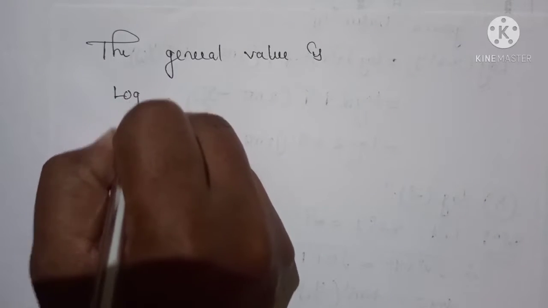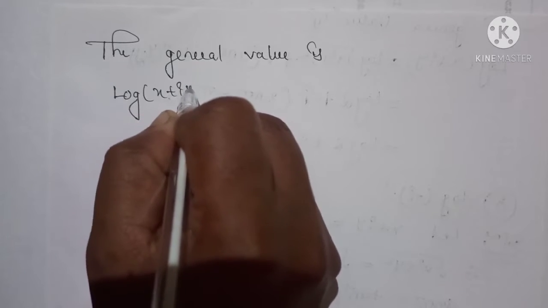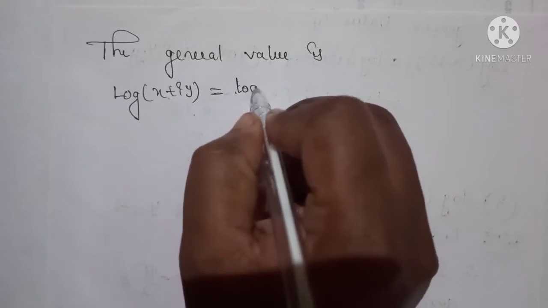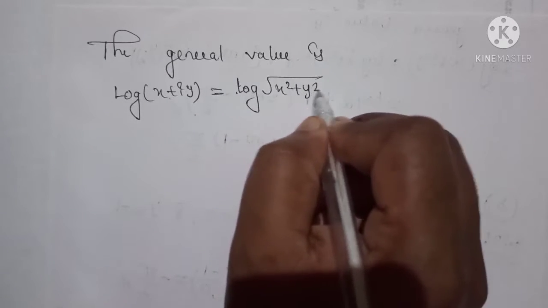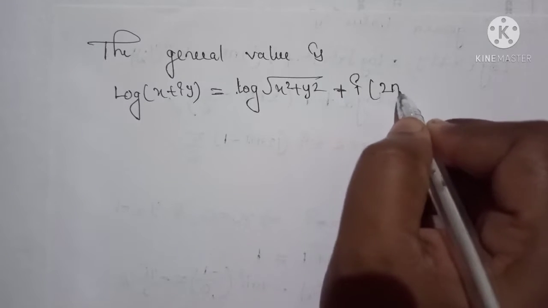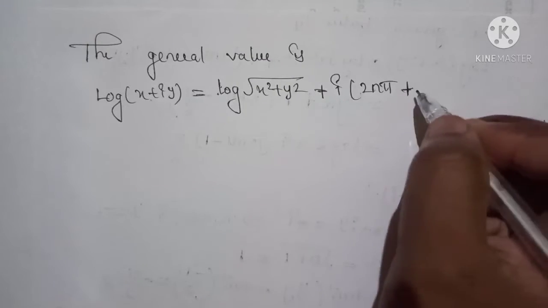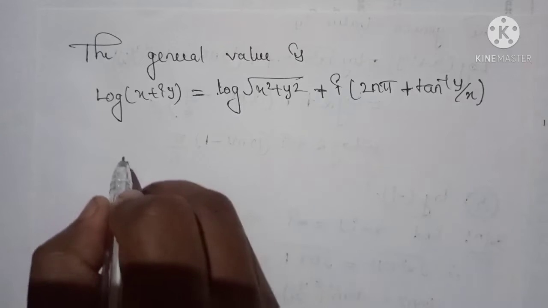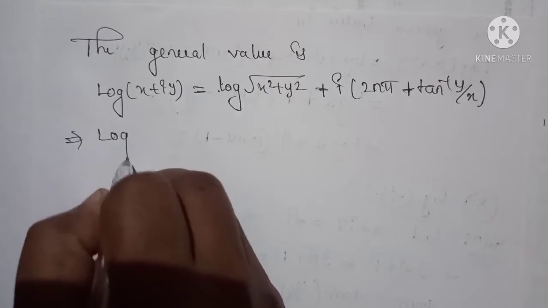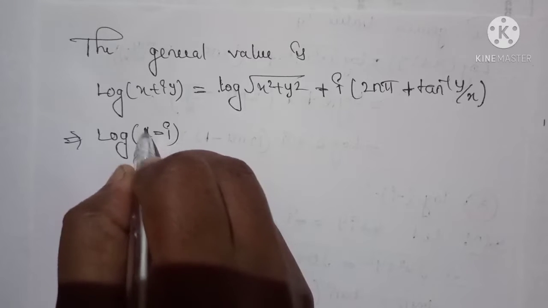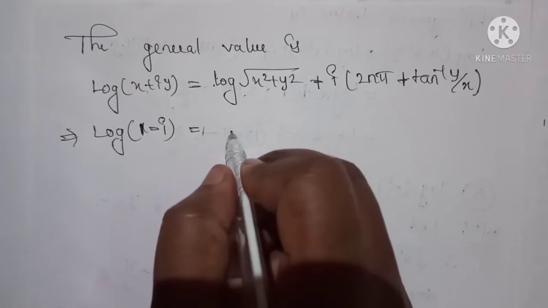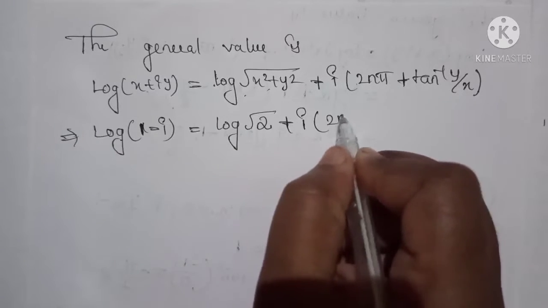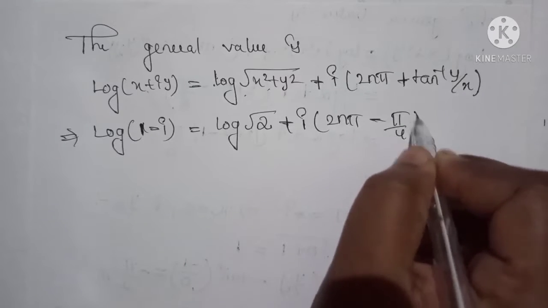Log of x plus iy is equal to log of square root of x square plus y square plus i into 2n pi plus tan inverse of y by x. So the log of the given function 1 minus i is equal to log of square root of x square plus y square, that is log of root 2, plus i into 2n pi minus pi by 4. This is the required answer.